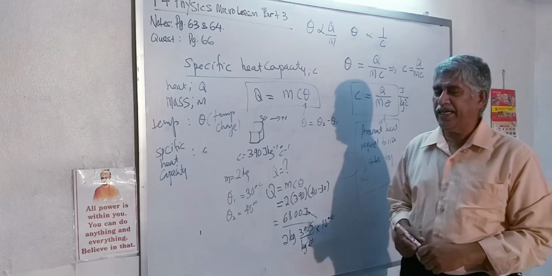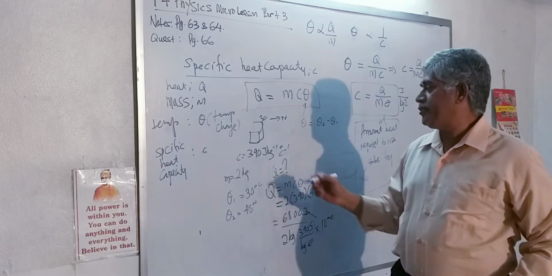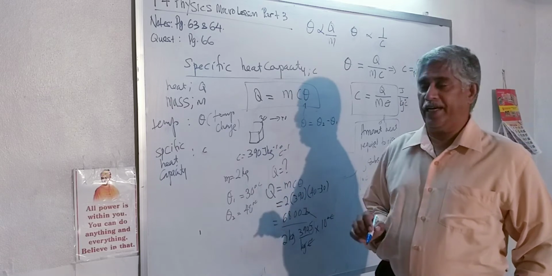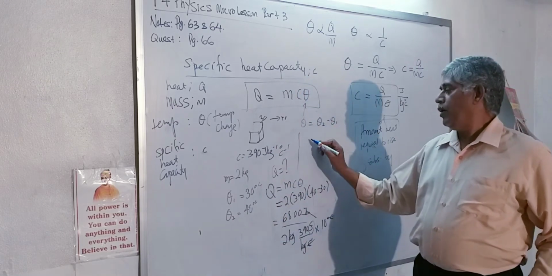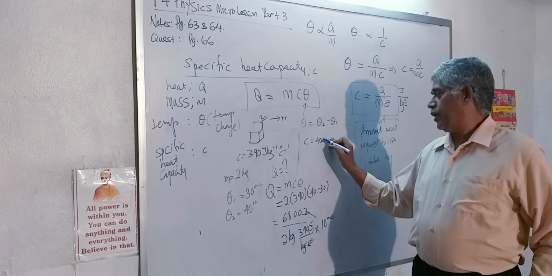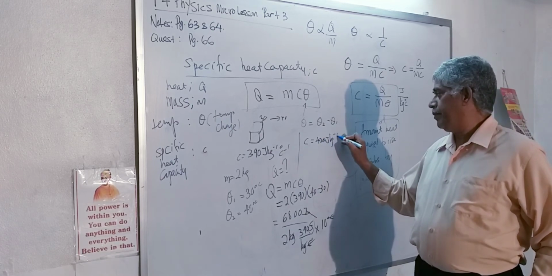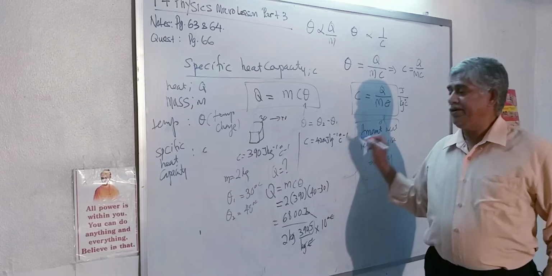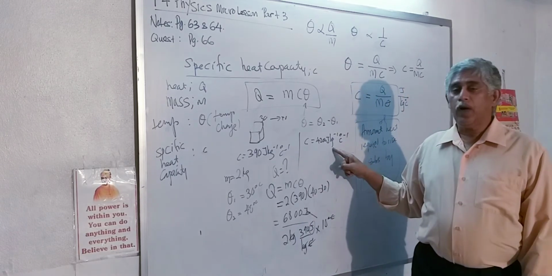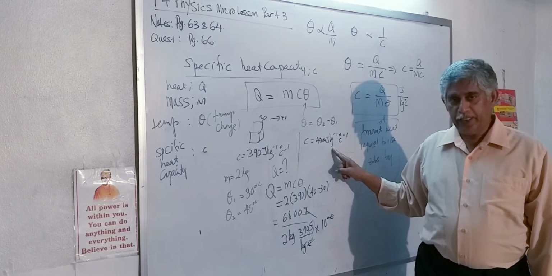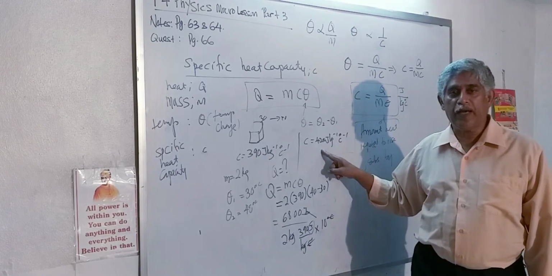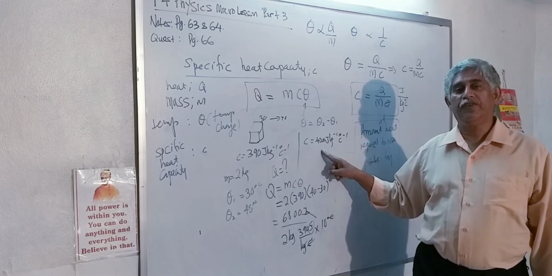Okay, in exams they usually like to ask what is meant by the specific heat capacity of a substance, like of water. What is meant by the specific heat capacity of water, 4200 joule per kilogram per degree Celsius? What does it mean? So you just have to say, to raise 1 kilogram of water by a temperature of 1 degree Celsius, we need to supply 4200 joule of heat energy.